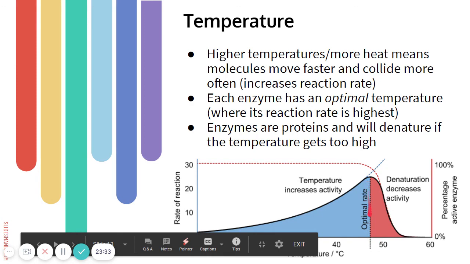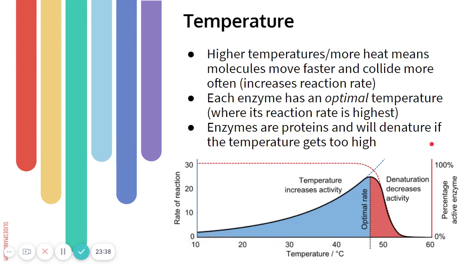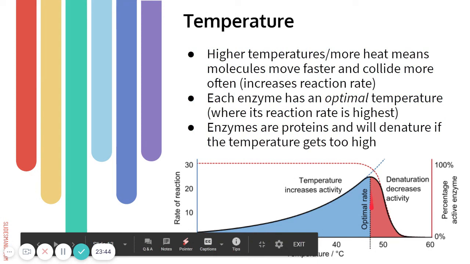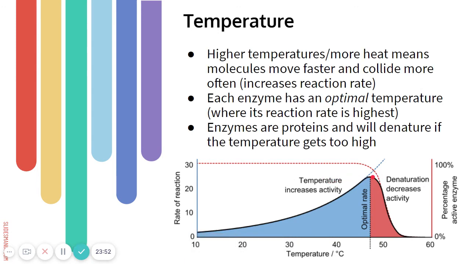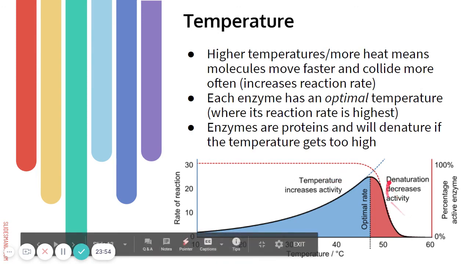And here, this second bullet point is just referring to the fact that each enzyme is going to have an optimal temperature where its reaction rate is highest. That's the peak on this temperature graph. There's a certain temperature where you get the most bang for your buck, where we've increased the temperature enough that reactions are happening more quickly, but we haven't reached the point of denaturation yet.